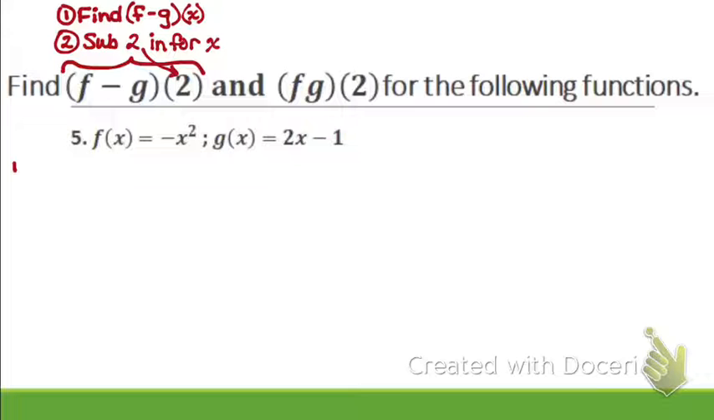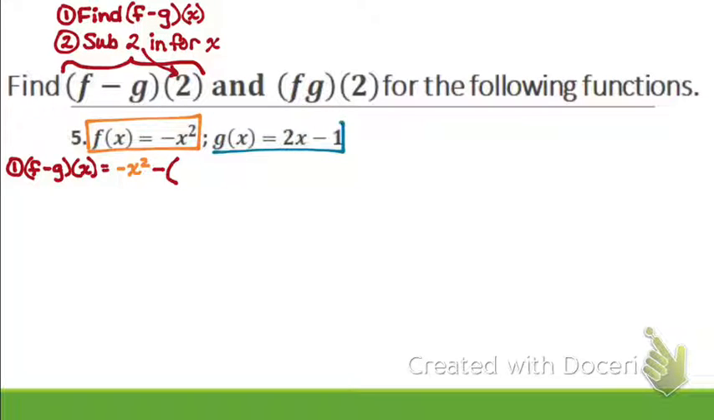All right, so let's find our difference first. F minus g of x, so I would have negative x squared coming from right here minus, and because g of x has more than one term, I've got to make sure to put this inside parentheses, 2x minus 1.